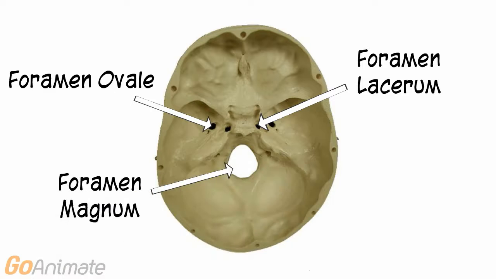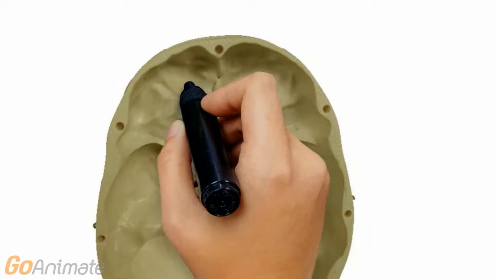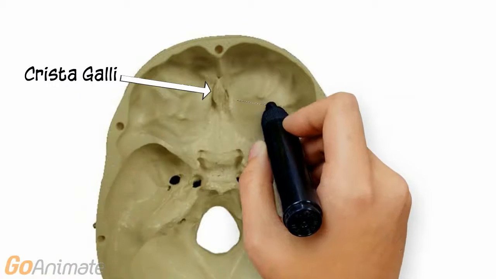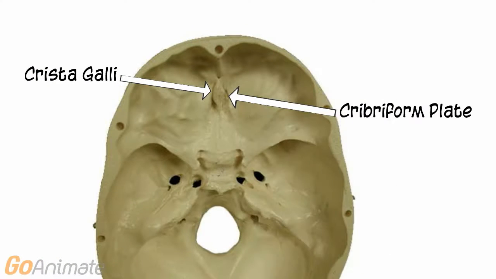The foramen ovale carries nerves for the jaw area. The foramen lacerum carries small blood vessels. The foramen magnum is where the spinal cord exits. Some other structures include the crista galli and cribriform plate of the ethmoid bone.